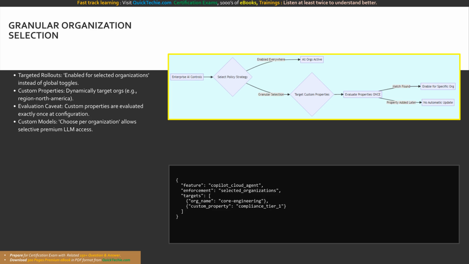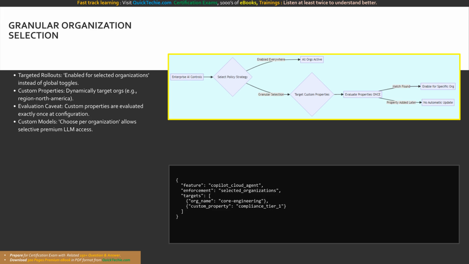Similarly, when managing custom API keys for third-party large language models, an enterprise administrator can navigate to the AI controls, select Choose per organization, and explicitly check or uncheck which specific organizations are allowed to route prompts to those specific models. This highly granular control mechanism allows enterprises to pilot new AI features progressively, carefully manage associated computational costs, and rigorously control risk exposure before committing to a massive, company-wide global deployment strategy.